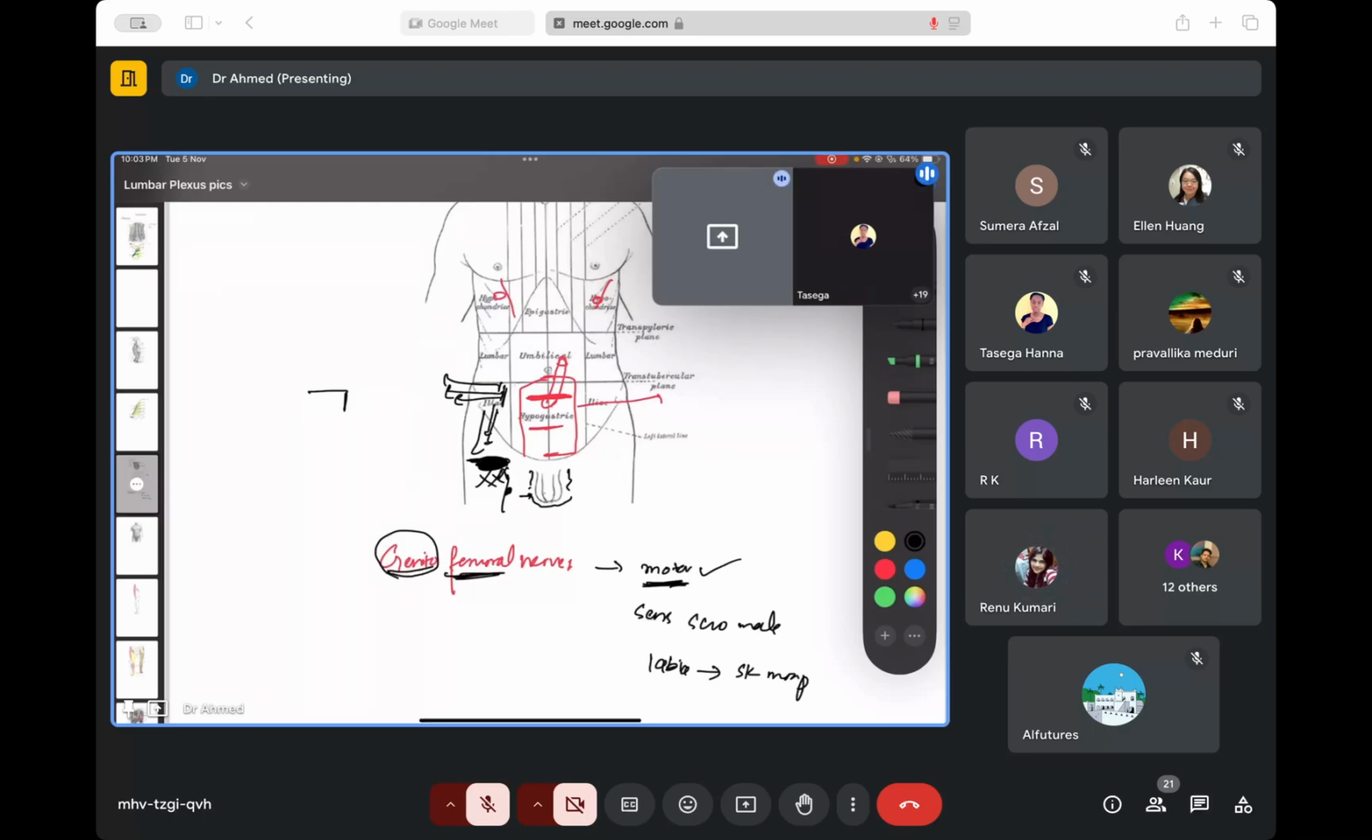And what are some of the common causes in which your genitofemoral nerve gets damaged? Yes, abdominal surgery in which we are using retractor blades, right?